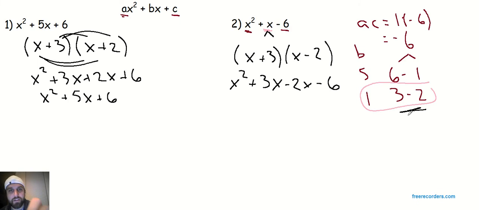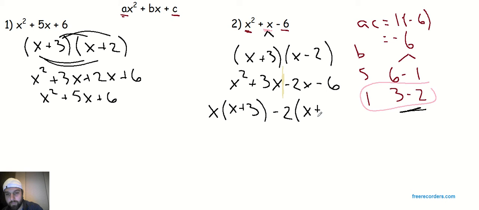What this is going to allow us to do is factor left and right sides of what I'm going to call kind of an imaginary wall. Okay, so on this side we're going to be able to pull out a common factor of x, and you're left with an x plus 3. Okay. On the other side here, we can pull out a negative 2, and you're going to be left with an x plus 3.